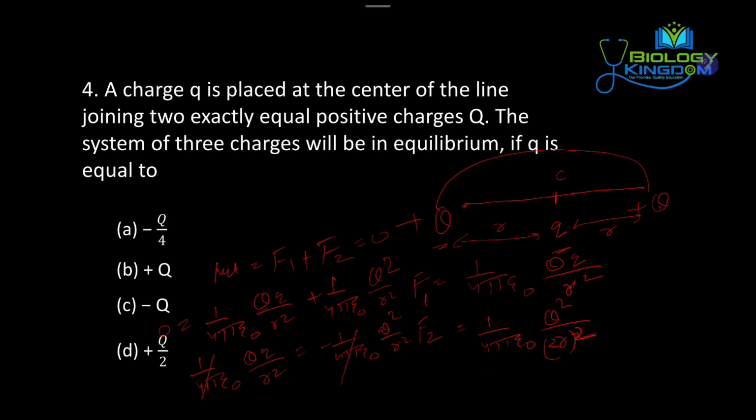Now this and this will get cancelled out. Here it is 2r square. So r square and r square will get cancelled out, and one of the Q will also get cancelled out. So the value of small q will be equal to minus Q upon square of 2, that will be 4. So the value of small q which is being asked is minus Q by 4. So option A is the right answer. I hope you understood.